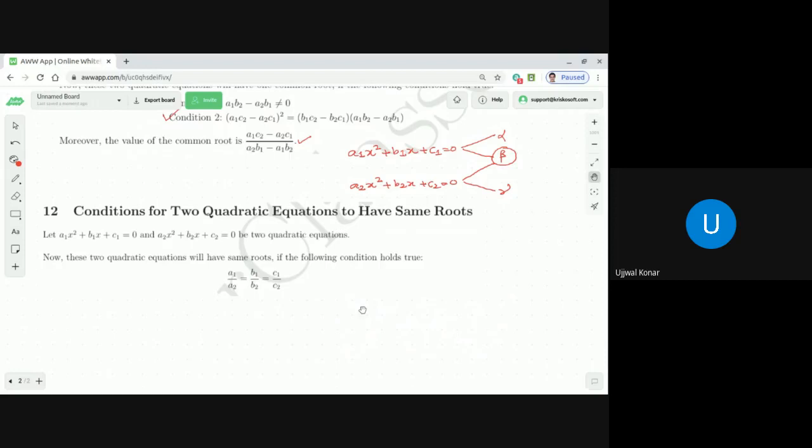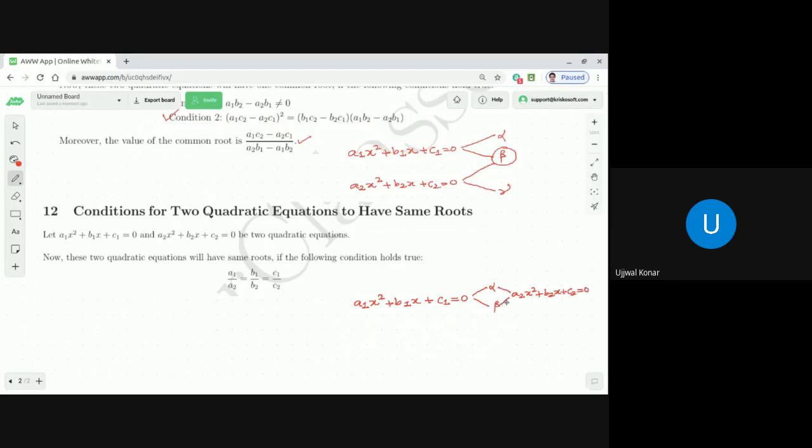Apparently, it looks like, what kind of statement is it, sir? That both the quadratic equations have the same roots, as if both are the same quadratic equation. So, what is this? Here you see a1x² + b1x + c1 = 0. What are the roots of this quadratic equation? The roots are alpha and beta. Now, we are saying we have another quadratic equation, a2x² + b2x + c2 = 0, whose roots are also alpha and beta.